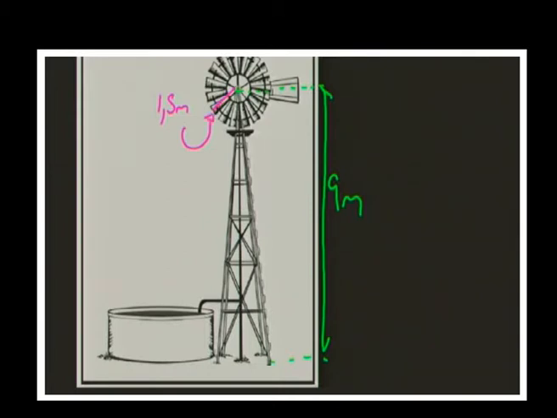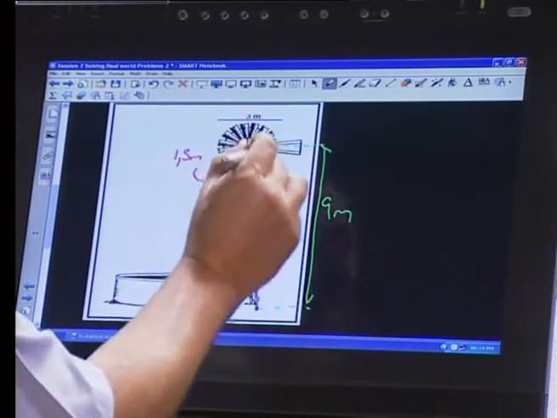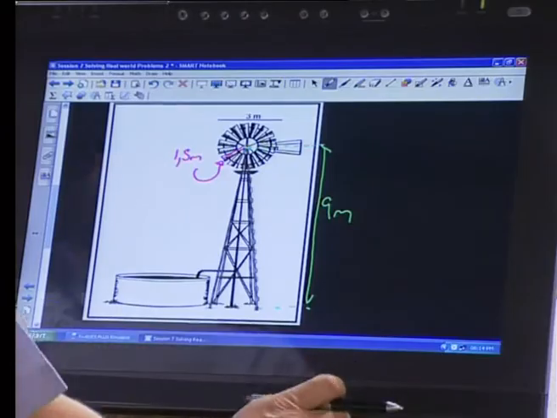What is that length in pink? From the center to the outside circle. We know it as the radius, don't we? So the radius of that whole circle, that windmill circle, is 1,5 meters. That means my diameter from one end of the blade through the center to the end of the other blade must be 3 meters. And they actually help us here with the diagram.